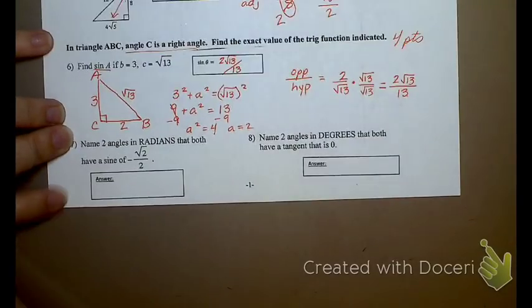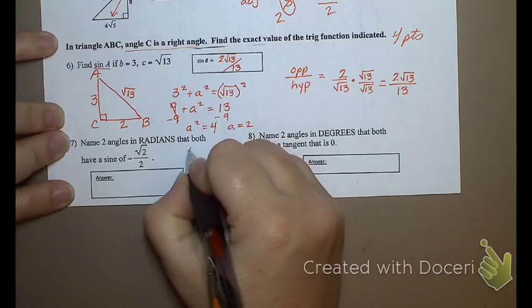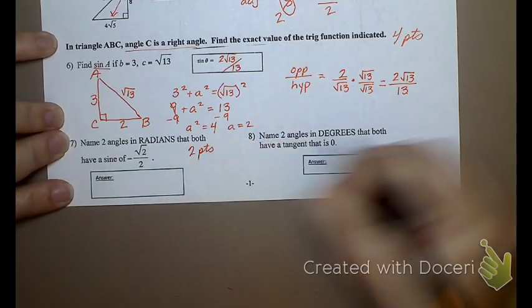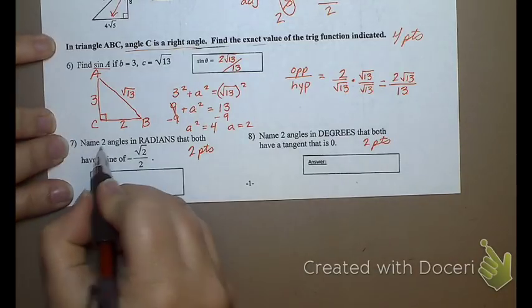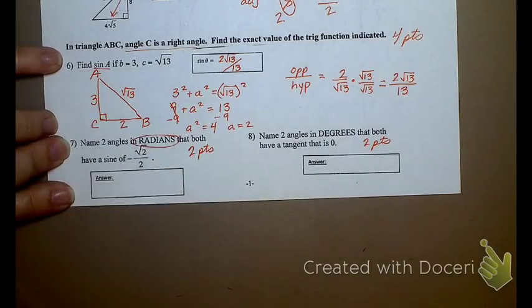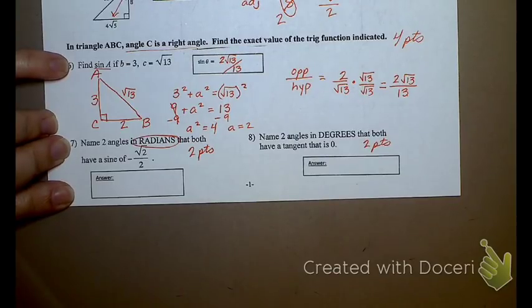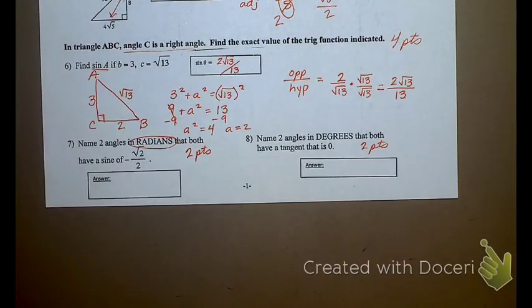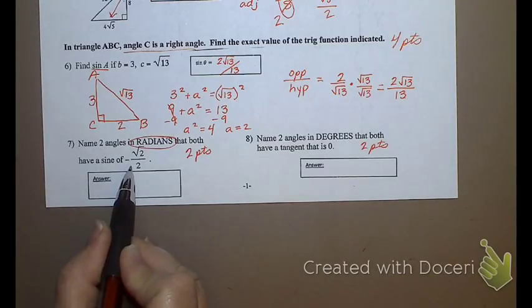Okay, now we start getting into the unit circle stuff. These two questions are both worth 2 points apiece. Now, the first one, number 7, says name 2 angles in radians. If you give me angles in degrees, I'm marking it wrong. It says it in capital letters. Give me the radian measures. So, this is the one where you're going to want to look at your unit circle. They have a sine value of negative radical 2 over 2.